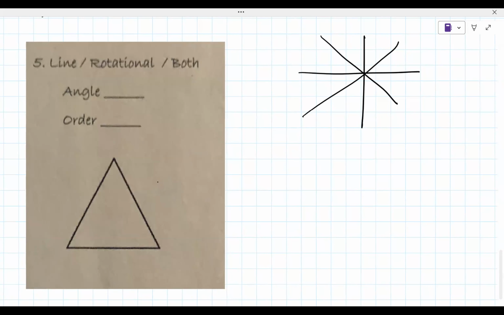This one does have vertical symmetry. It's got three of those lines and it can be rotated, so it would be both. I agree with the rotation. And this time though, I think they're trying to show you an equilateral triangle. So it's actually when you rotate it 120 degrees. And again, I don't know how you're supposed to know that, but that's order 3.